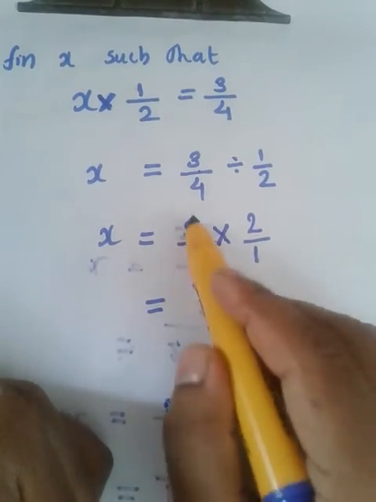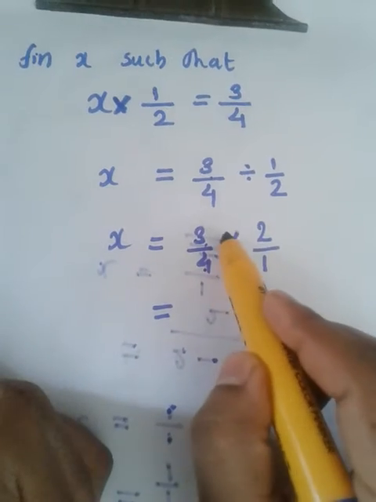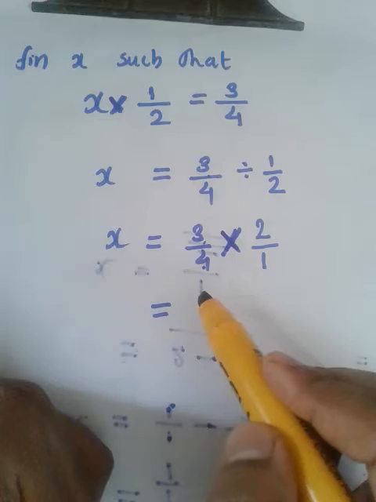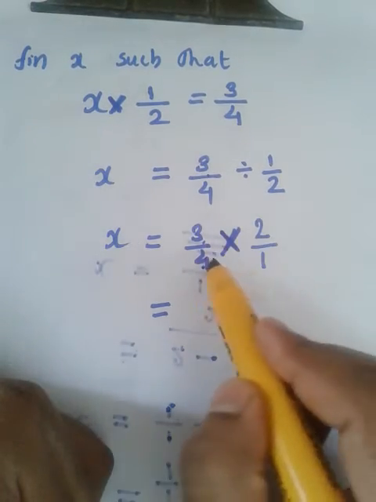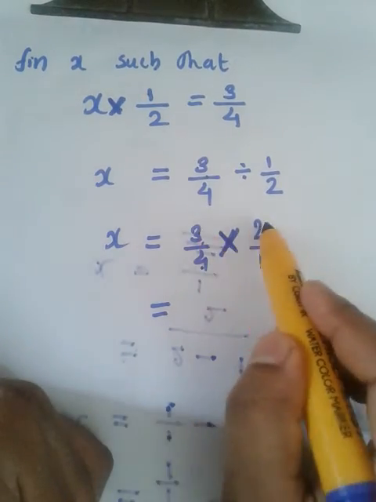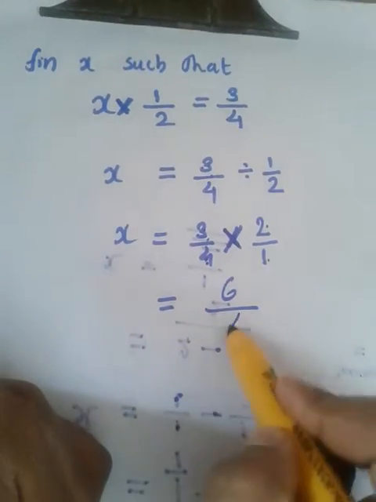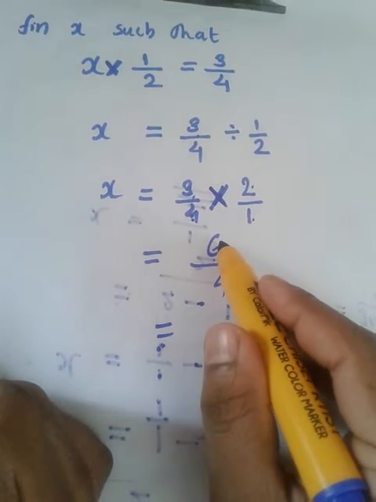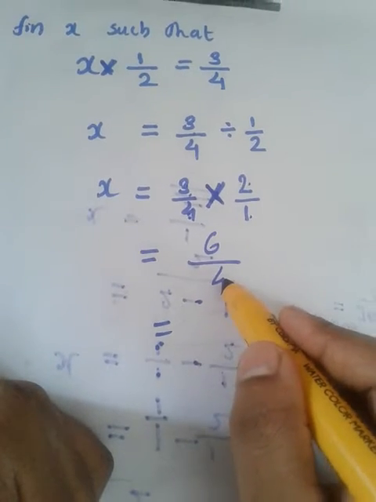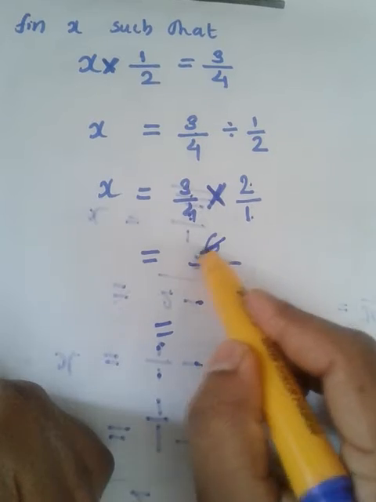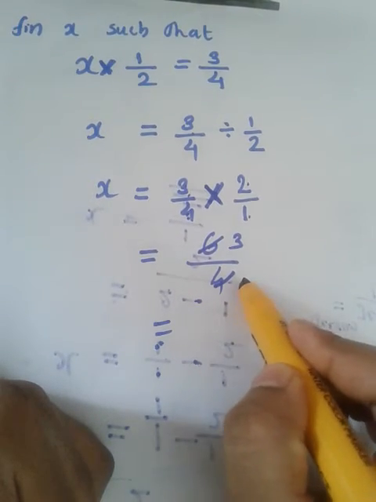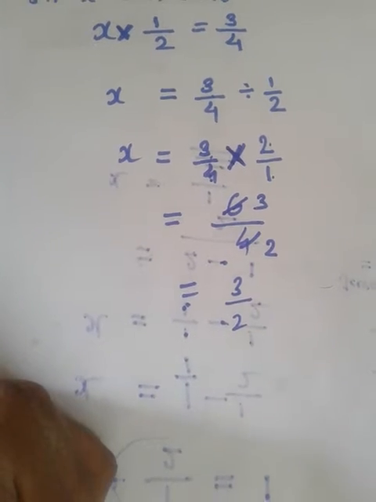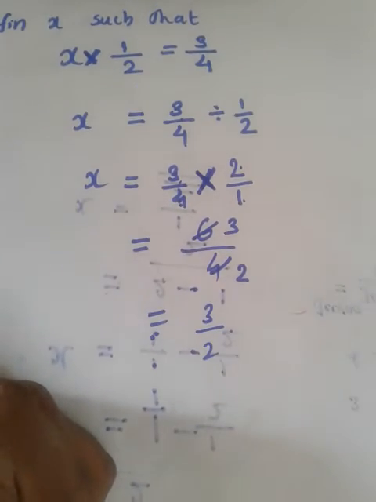Now we know how to multiply two fractions. Just multiply, because it is multiplication now. How? Multiply the numerator, multiply the denominator. That's it. 3 into 2, 6, by 4 into 1, 4. So the answer will be 6 by 4. When we reduce by 2, because 2 is a factor of 6 and also of 4, we can cancel by 2. In 6, how many 2s? 3. In 4, how many 2s? 2. The answer will be 3 by 2.